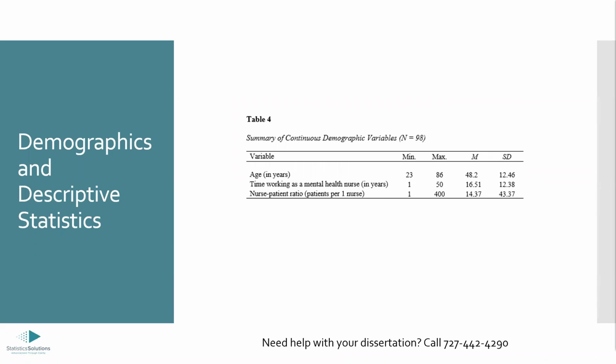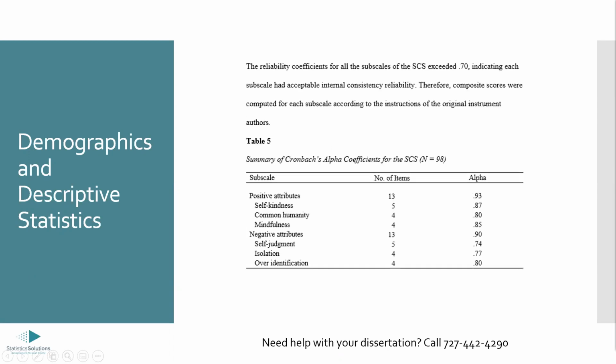And here's an example of how you might present a table containing descriptive statistics for continuous variables. In this table, we have minimum and maximum values as well as mean and standard deviation. And then here's how you might present a table for Cronbach's alpha reliability coefficients. You may want to present the number of items and the Cronbach's alpha coefficient for each of the instruments used in your study.